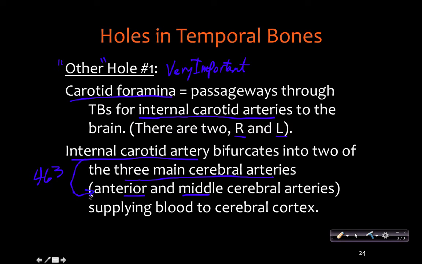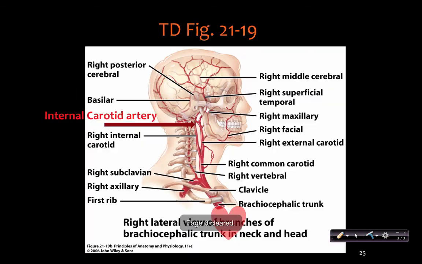And when it gets up to the brain on either the right or the left side, it becomes the left anterior cerebral artery, the left middle cerebral artery, and the corresponding arteries on the right. So this is a major blood supply to the brain, to the cerebral cortex. Again, a very important hole, just not necessarily key to the auditory system in that specific a way.